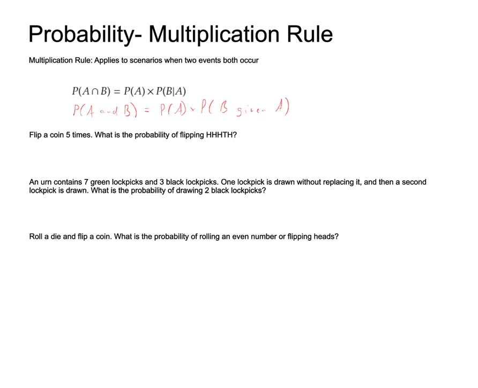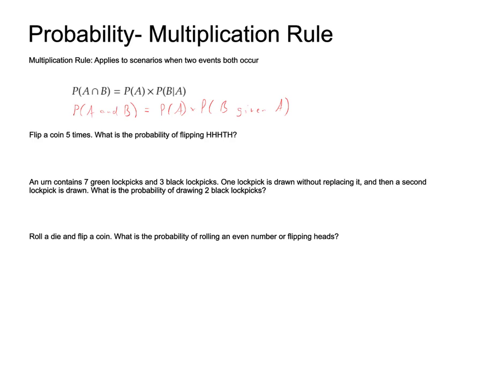This may seem like it's a little complicated, but really this is one of the easiest rules in probability. To really demonstrate how simple this is, let's do a couple of examples. Flip a coin 5 times. What is the probability of flipping heads, heads, heads, tails, heads?